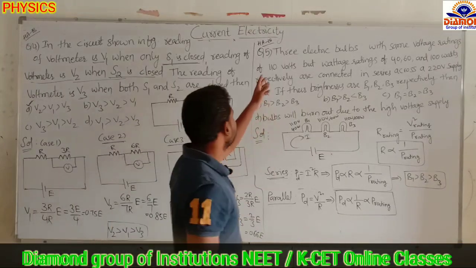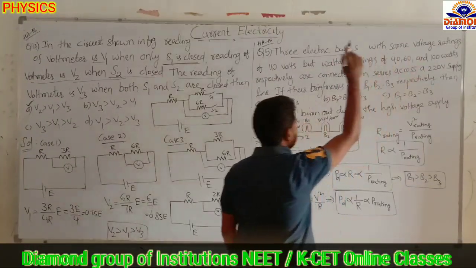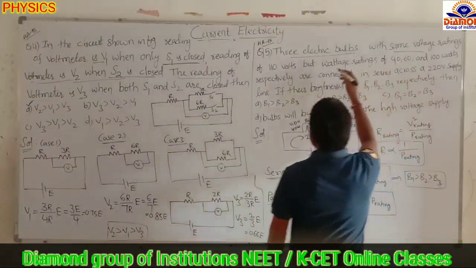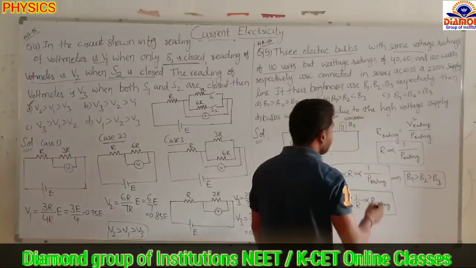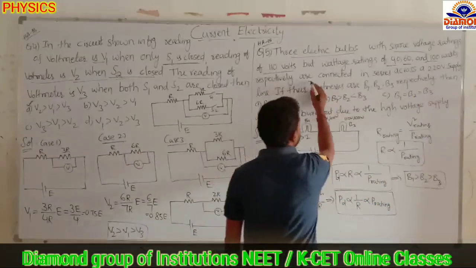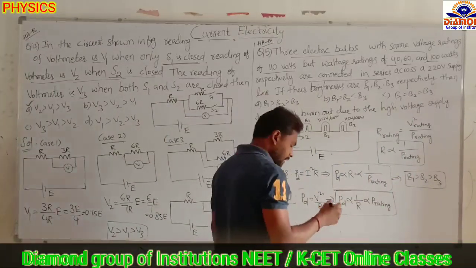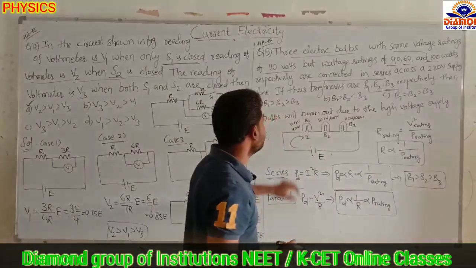Now come to see the fifth question. Three electric bulbs with the same voltage rating, a voltage rating of 110 volts, but the wattage, which is nothing but the power rating, is 40, 60 and 100 watts. They are connected in series across a 220 volt supply. If their brightness are B1, B2, B3 respectively, then okay. So this is the question.